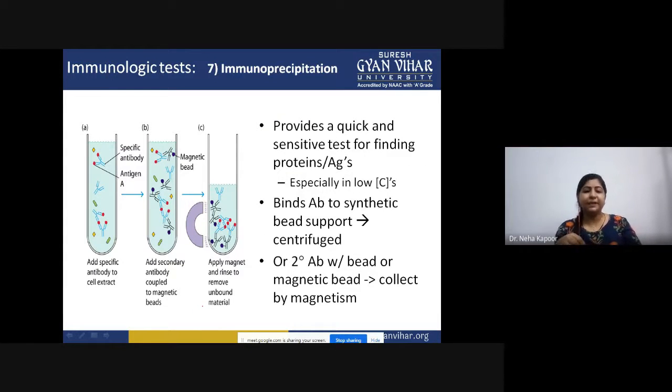Next is immunoprecipitation. This is a very quick and sensitive test for finding different proteins and antigens, especially if they are present in very low concentration. If you have a cell extract or sample, you need to add a specific antibody. As you can see, this is the specific antibody. This is the antigen against which it was specific. Once added, these antibodies will bind to these antigens.